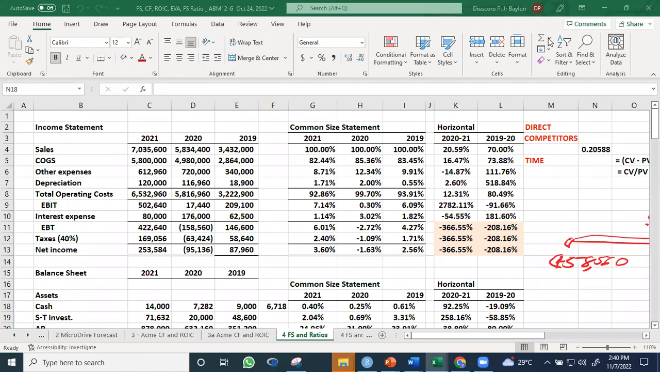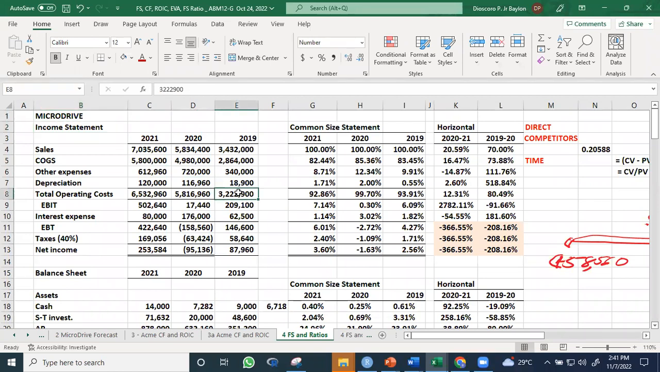We had a 1 week layoff. I hope you still recall the lessons that we have gone through so far. If not, let's just have a quick review. This lesson is all about financial statements and ratio analysis. So we're looking at the financial statements of this company. Sorry, this is Microdrive.